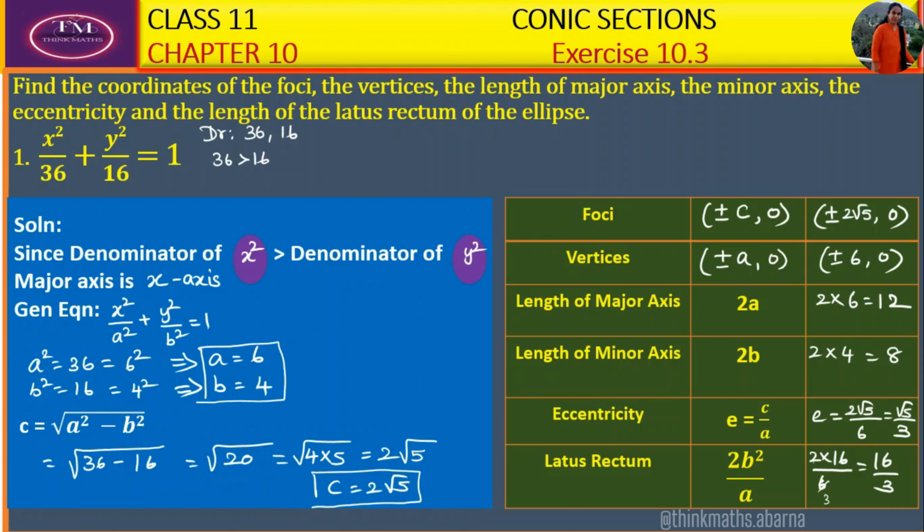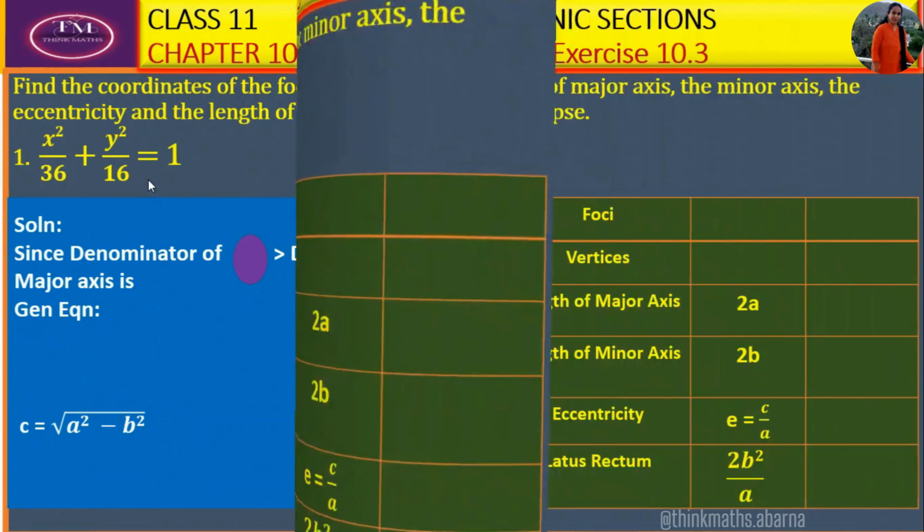Very simple, isn't it? We just have to find out the major axis and the general equation, and then by comparing, we can find out the values of a, b and c. Then using these formulas, we can find out the required values. Clear? Shall we move on to the second question?